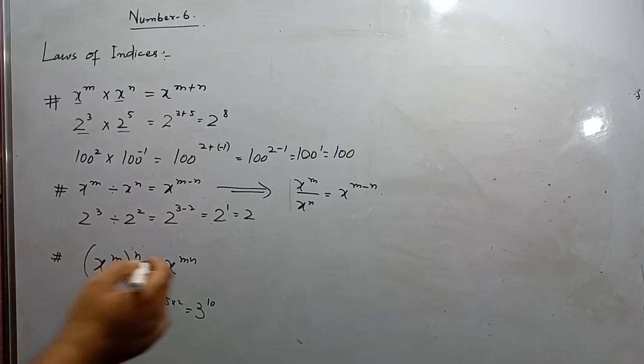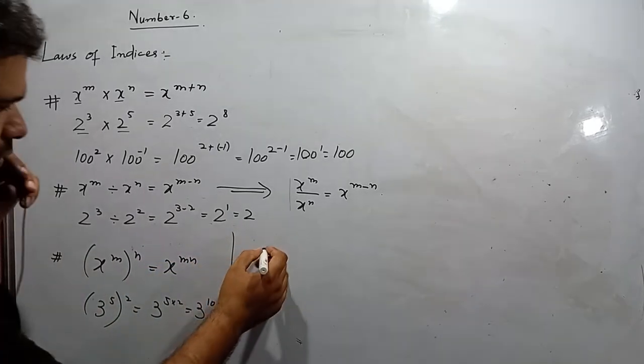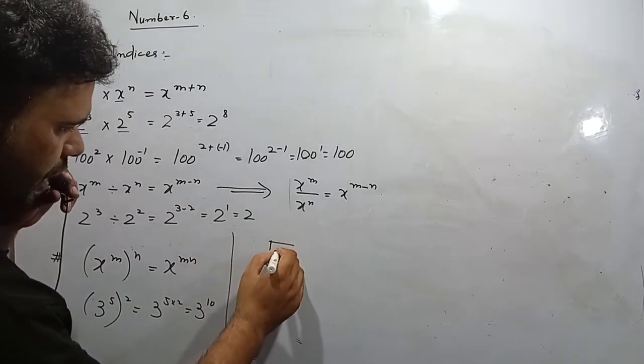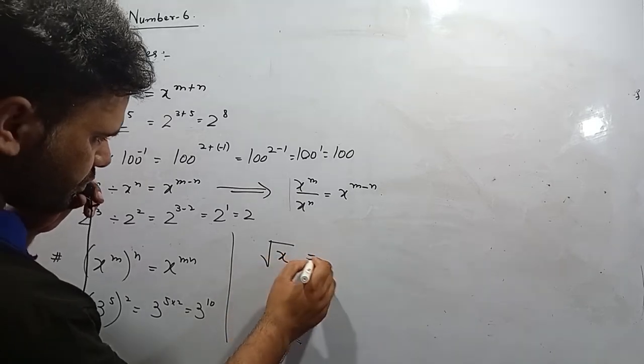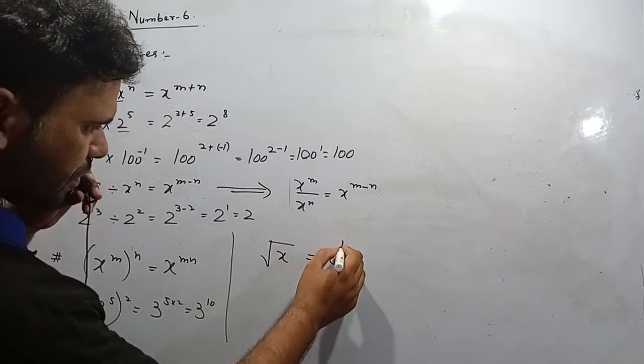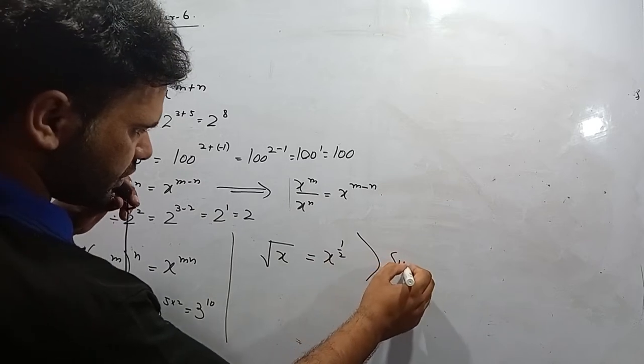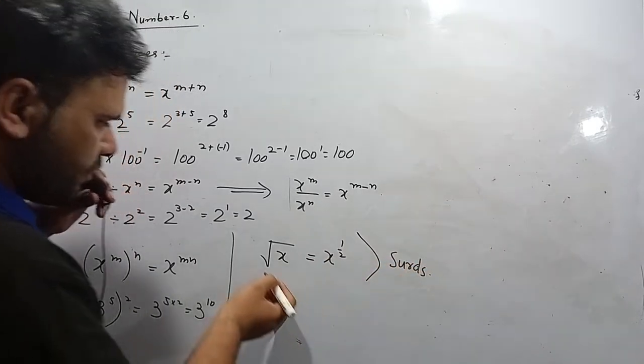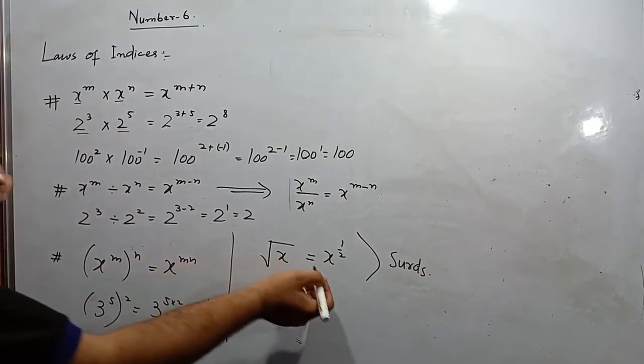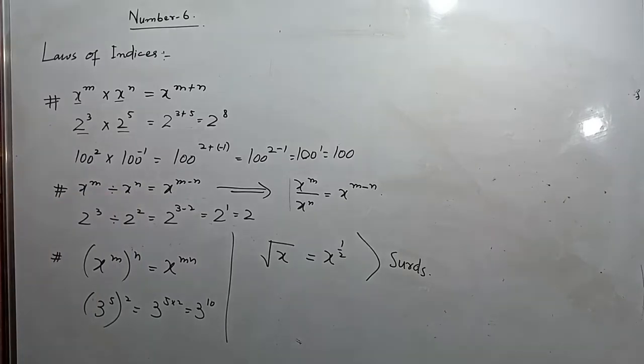Now next, if we have square root of x, this square root means x to the power 1 by 2. And you know these are also called the surds. When we have the root, the fractional power, these are also called the surds.